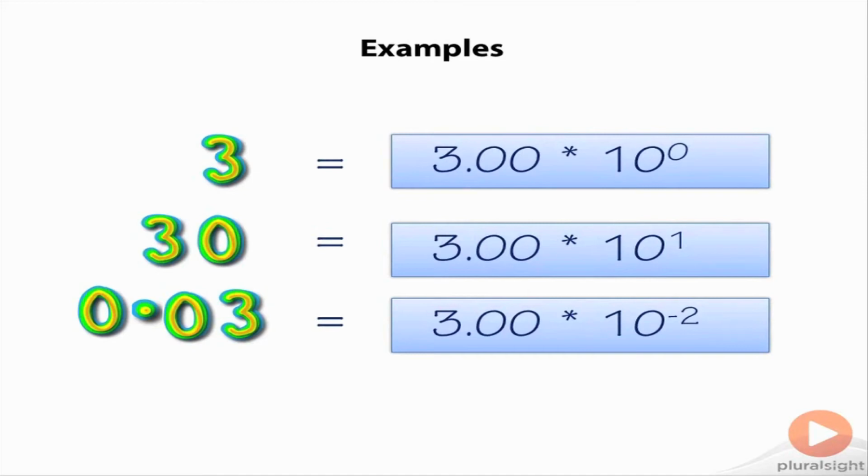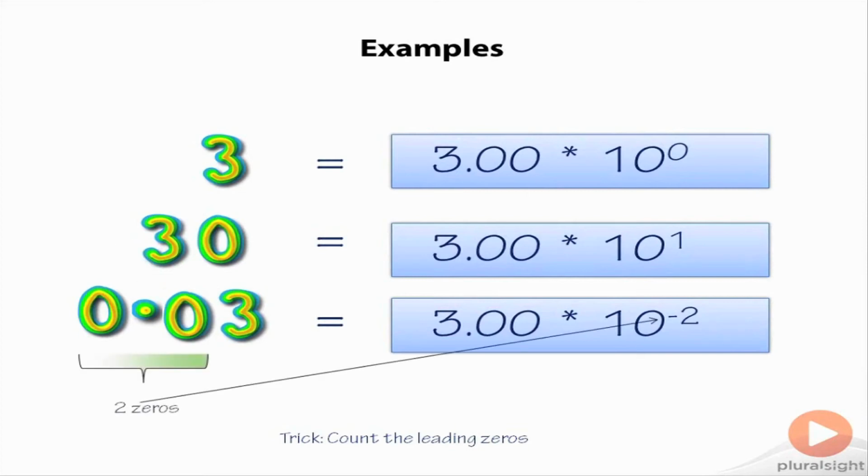Now, when you're working out minus powers, there's a trick to get the answer quickly. Just count the number of leading zeros. That means the zeros at the front of the number before the first non-zero digit. Make sure you include both the 0 in front of the decimal point and any zeros after the decimal point before the first non-zero digit. Make that number negative, and that's the power of 10 you need. And you can see that works for 0.03 because the answer is 3 times 10 to the minus 2, and you have 2 zeros there.